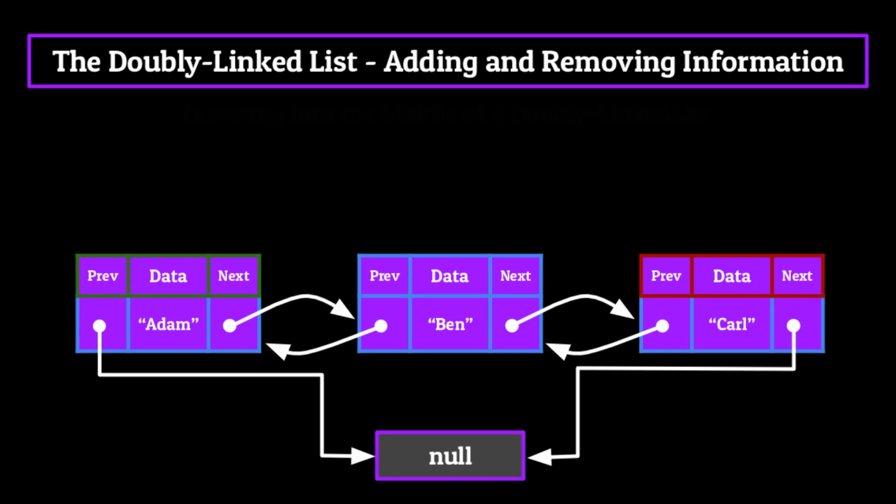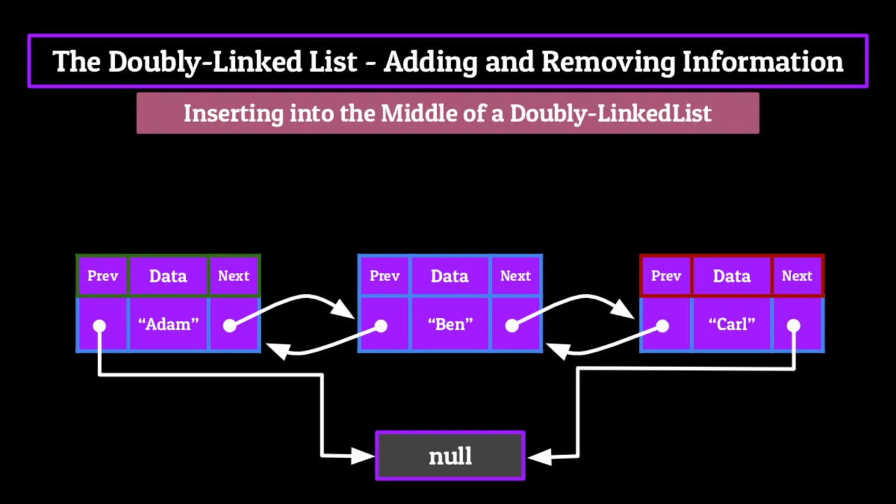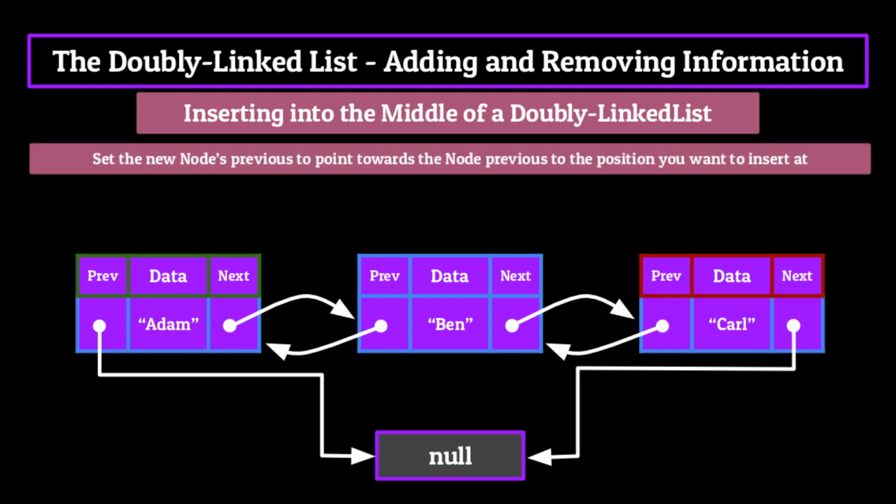Up next is inserting and deleting from the middle of a doubly linked list. This is where things get really tricky, so make sure you're paying attention. To insert a node into the middle of a doubly linked list, we follow a 3-step process. The first step is to take the node we want to add and set its previous to point towards the node previous to the position we want to insert at.